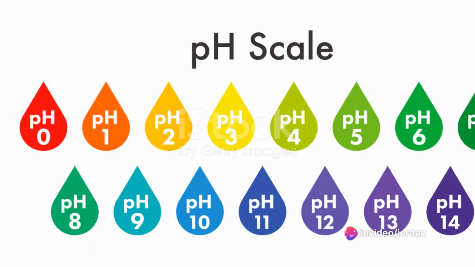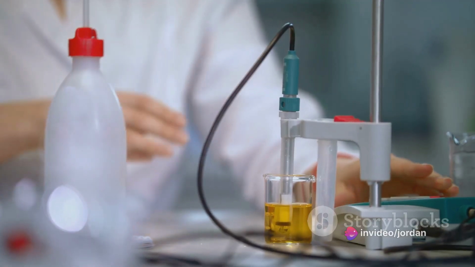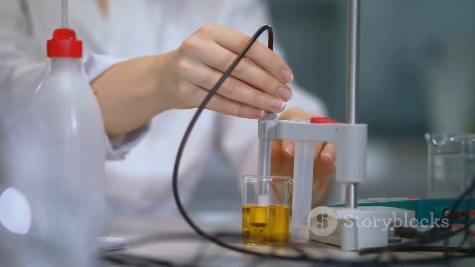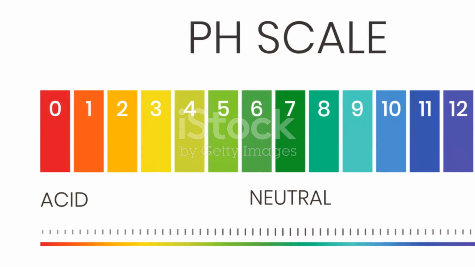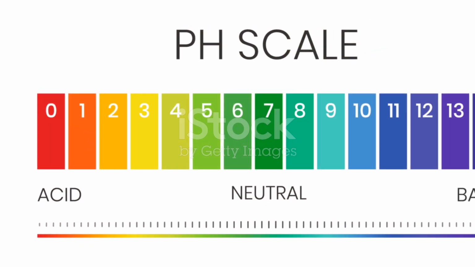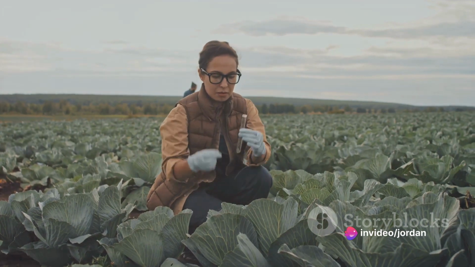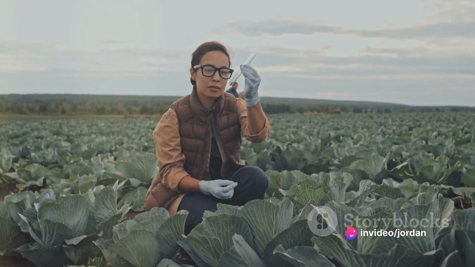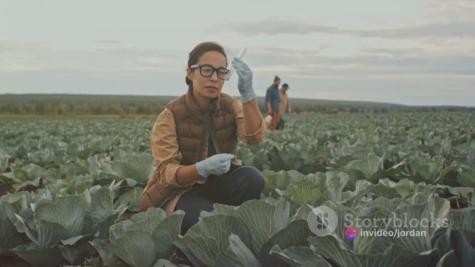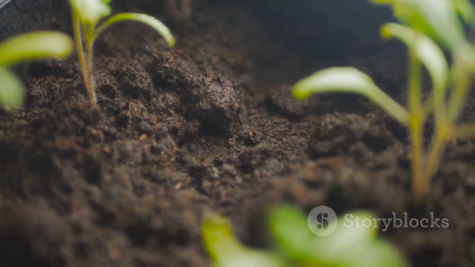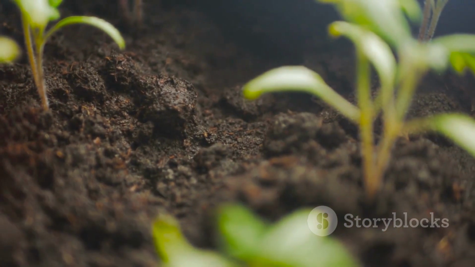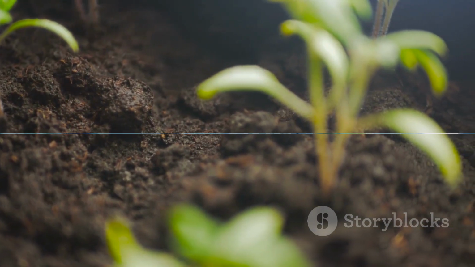The pH level of soil, which is a measure of its acidity or alkalinity, plays a crucial role. The pH scale ranges from 0 to 14, with 7 being neutral. Soils with a pH less than 7 are acidic, while those with a pH greater than 7 are alkaline. This pH level influences the solubility of nutrients and thus their availability to plants.